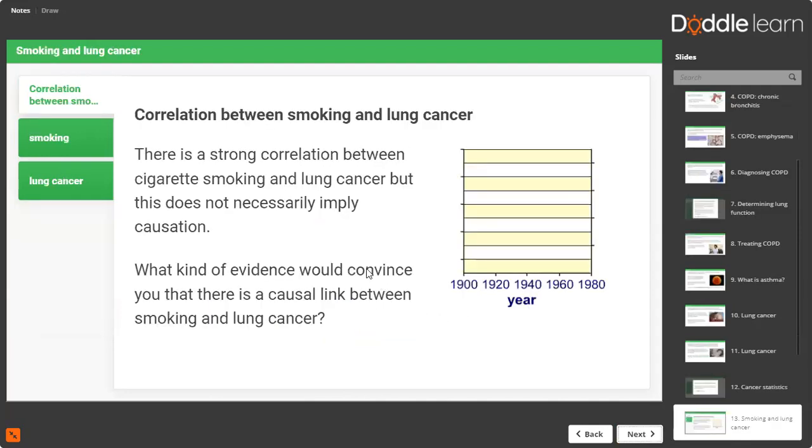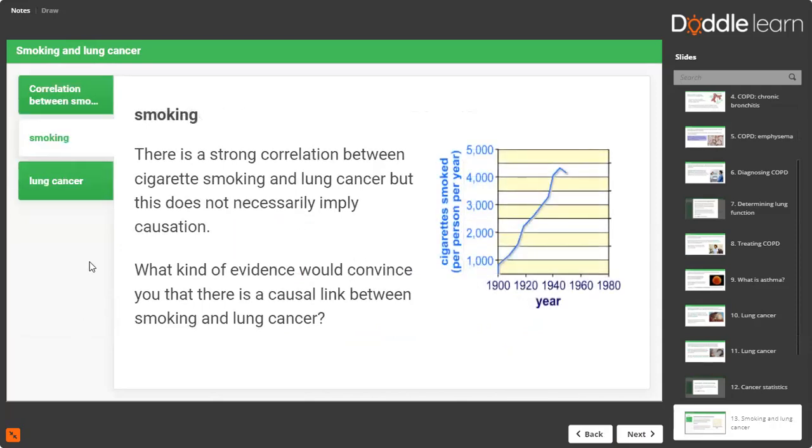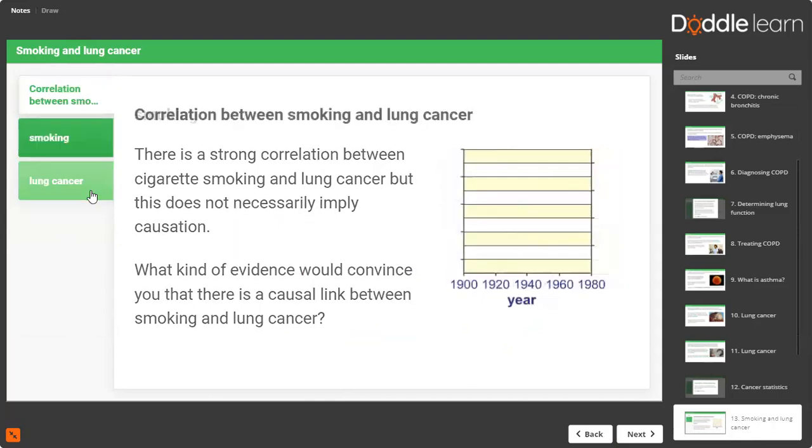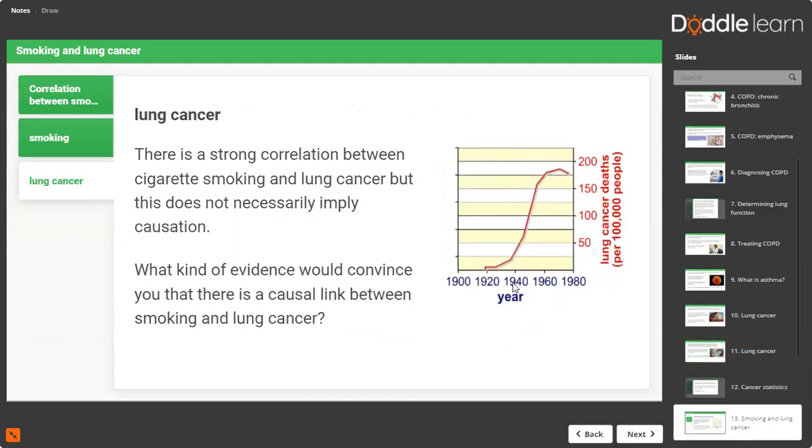So is there a correlation between smoking and lung cancer? There is a strong correlation between cigarette smoking and lung cancer, but it doesn't necessarily imply causation. So we have to look at what kind of evidence would convince you that there's a causal link between smoking and lung cancer. So this is the amount of cigarettes smoked per year. And then if we add on lung cancer there, oh, it's really annoying. Number of deaths.